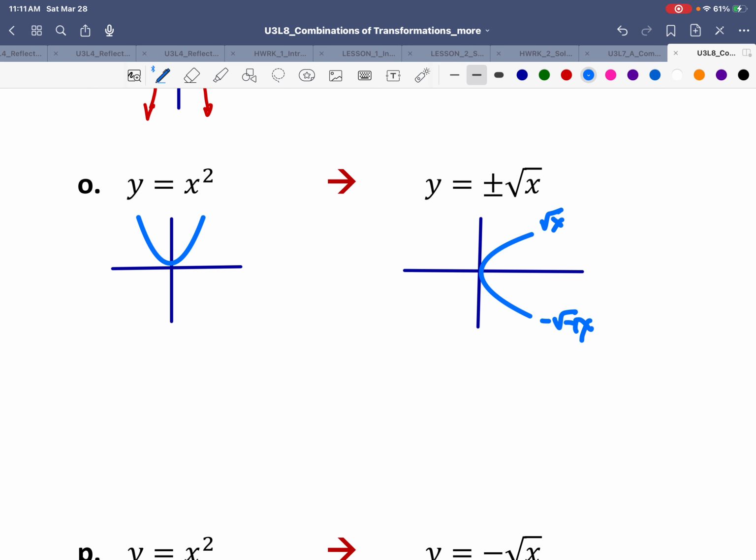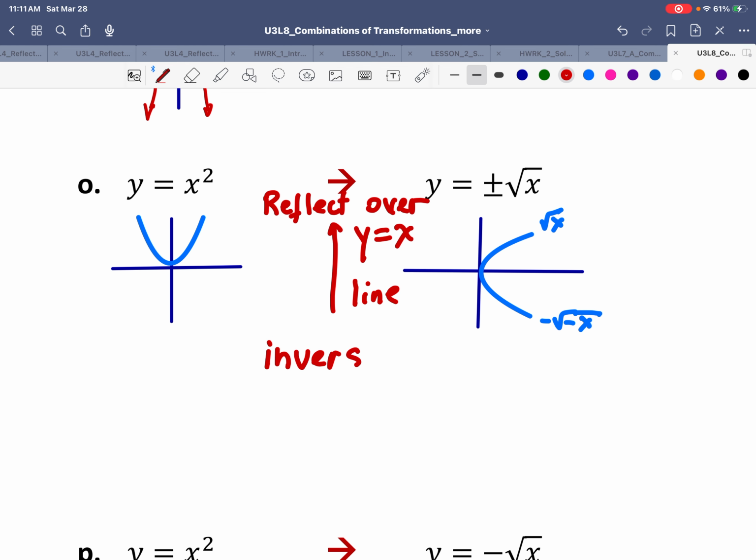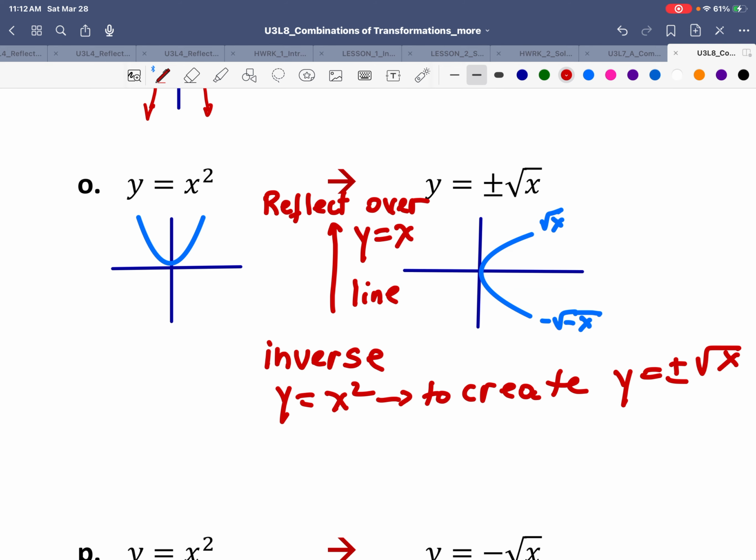Now, you are familiar with these types of graphs. Remember that we obtained the sideways parabola when we inversed y equals x squared. So we're going to say that the step that is missing in here, what we have to do here is reflect the function over the y equals x line, which means that we inverse it. So inverse y equals x squared to create y equals plus or minus square root of x.